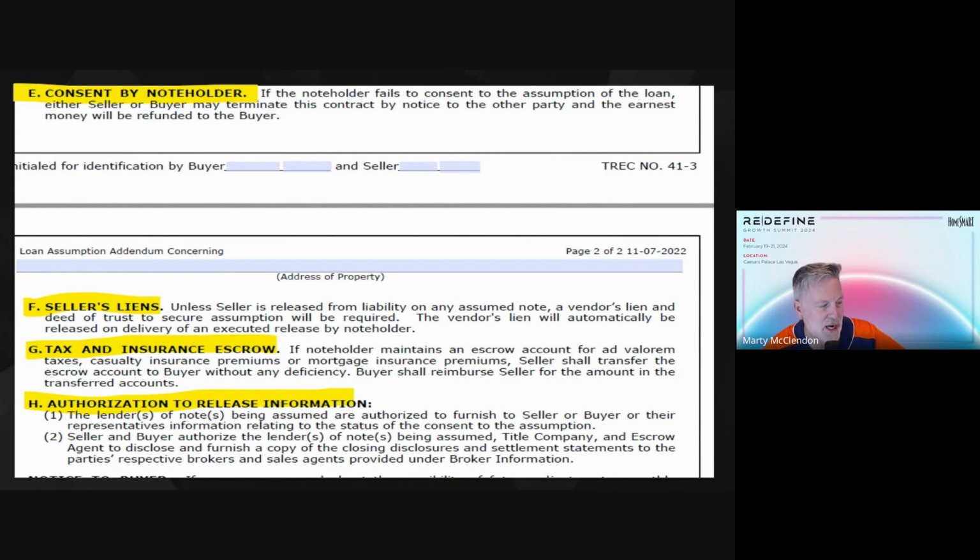The lenders of note being assumed are authorized to furnish to the seller or buyer or their representatives or agents information relating to the status and consent to the assumption. So how well is the assumption going? Is loan approval done yet? Is the buyer going to be allowed to assume this loan? Then seller and buyer authorize the lenders of the note being assumed, title company, escrow agent to disclose and furnish a copy of the closing disclosure. Okay, typical stuff.